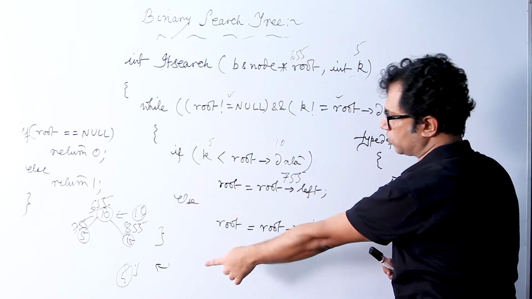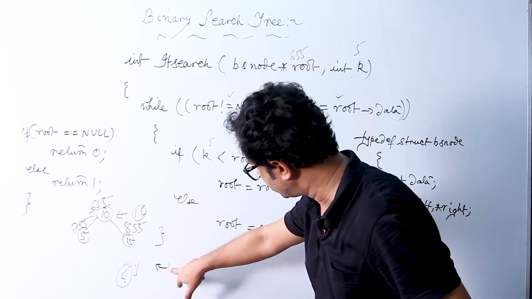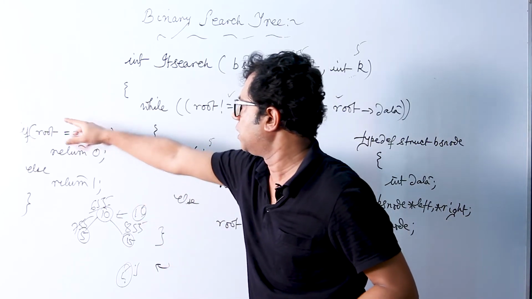We will just go out of the while loop, and see what I have written. Because of the paucity of space here, I have written an arrow and just written the code over here.